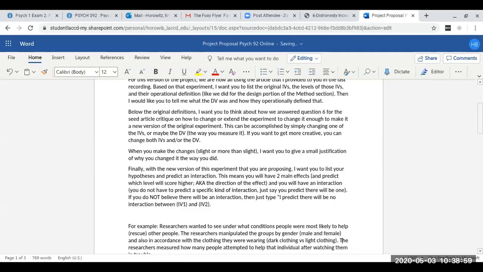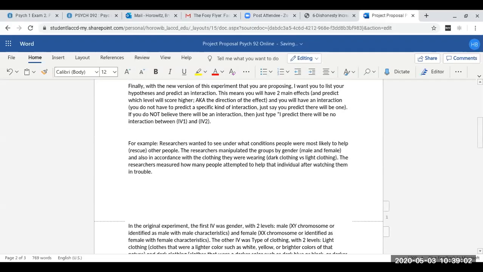So my example for you guys is, researchers wanted to see under what conditions people were most likely to help or rescue other people. The researchers manipulated the groups by gender, so males and females. That was IV1, and in accordance with the clothing they were wearing. So we had dark clothing versus light clothing. So here we have 4 groups: males with dark clothing, males with light clothing, females with dark clothing, and females with light clothing. The researchers measured how many people attempted to help that individual after watching them in trouble.